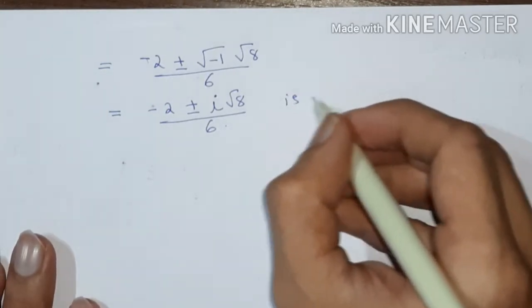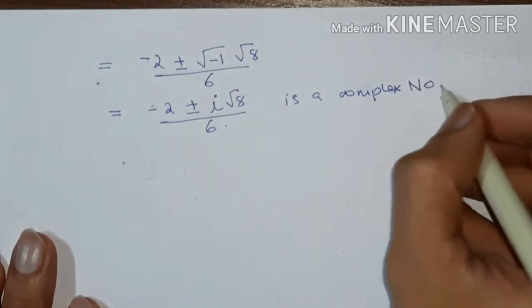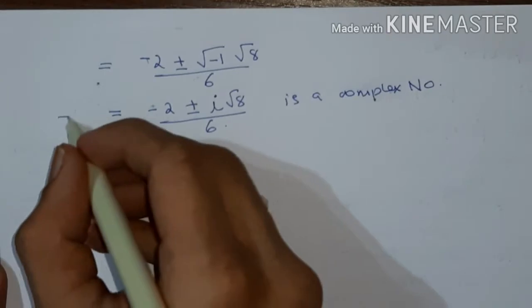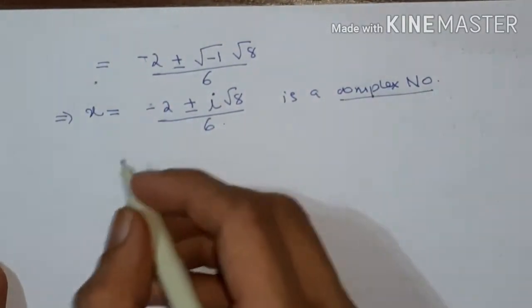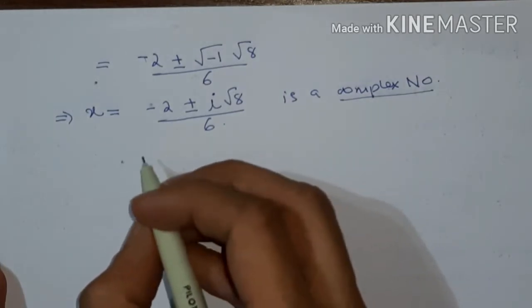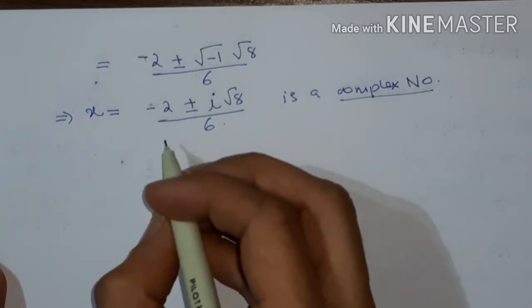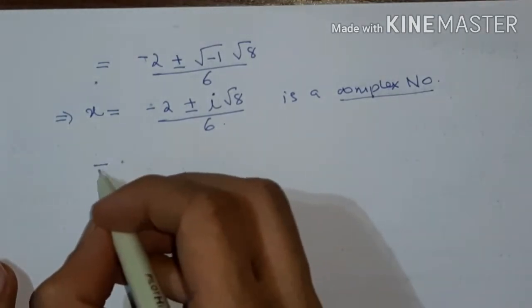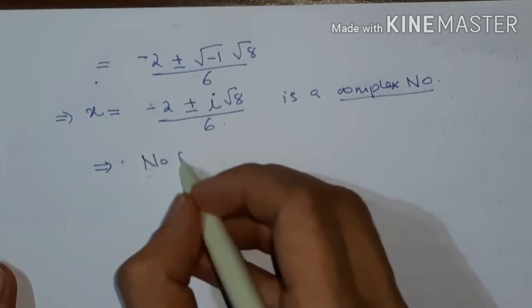Now this is a complex number. We have found the values of x, and you are getting a complex number. Since we are only looking for real numbers, as critical points are only real numbers, we don't want complex numbers. So this means there is no critical point.